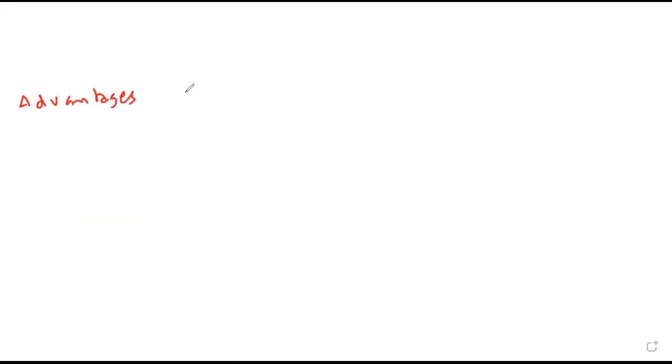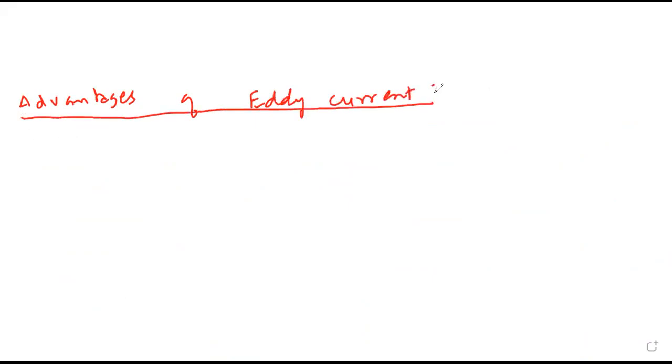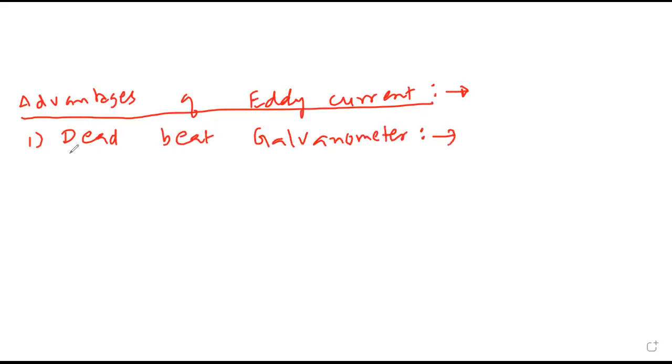Advantages of eddy currents. First, dead beat galvanometer. See, dead means it has died, when no current is passing. Beat means after that it strikes back. Galvanometer, you know, gets deflected when current passes.